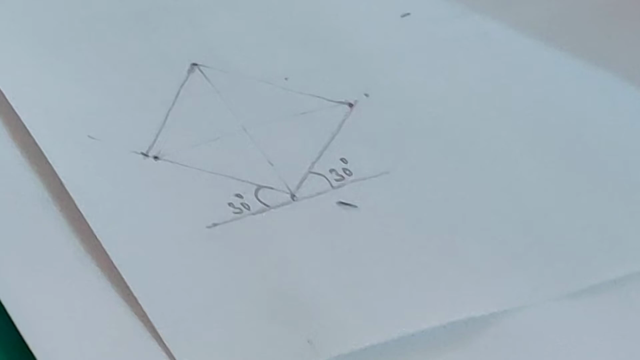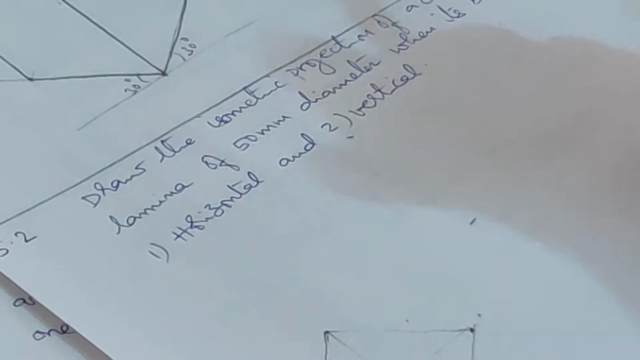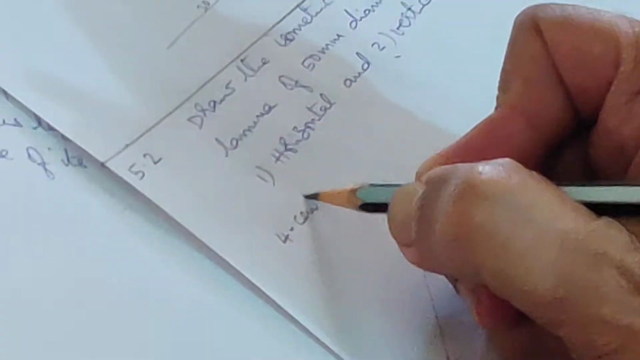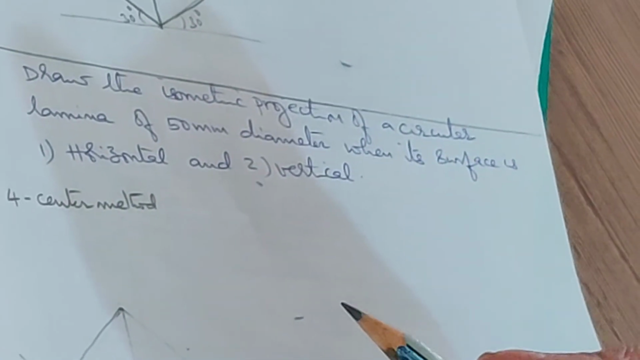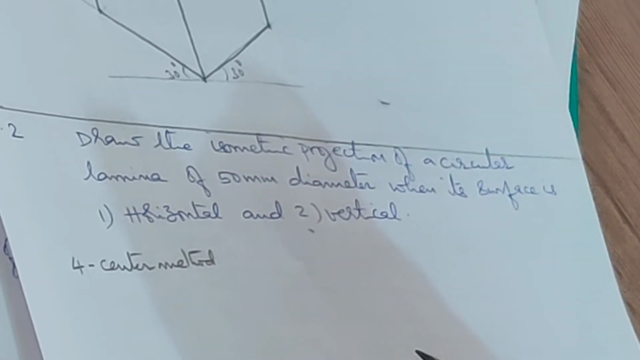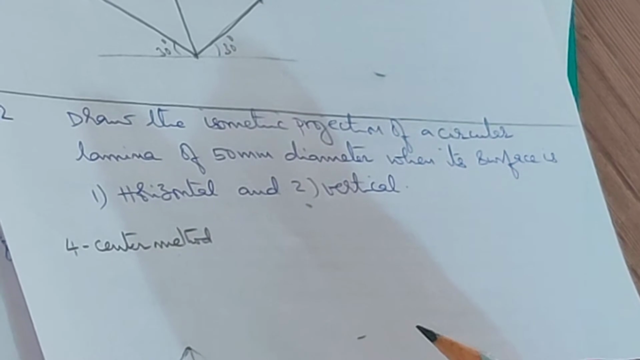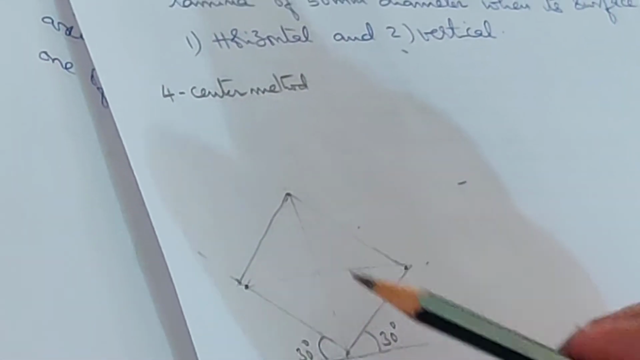Now how to draw the isometric projection of a circle? In fact, the isometric projection of a circle is an ellipse. And we draw the ellipse by following a method called 4-center method. In other words, we are going to take 4 centers and draw 4 arcs to complete the ellipse. So, if this is the rhombus, this is the longer diagonal, this is the shorter diagonal for the rhombus.